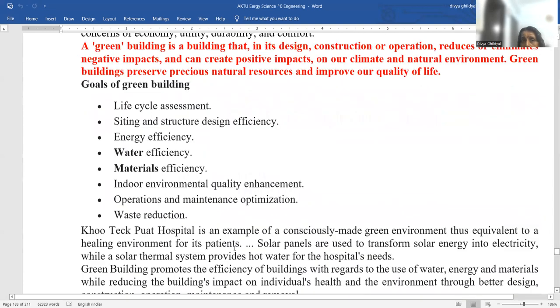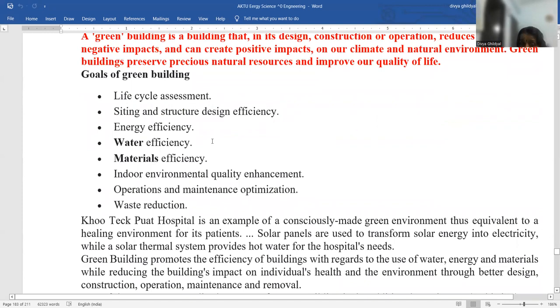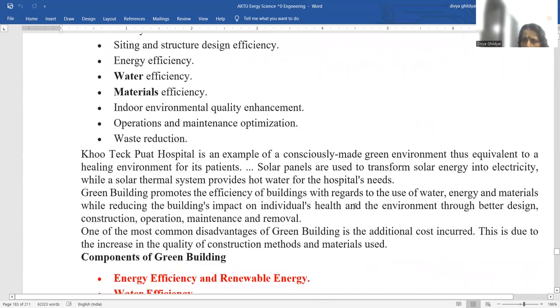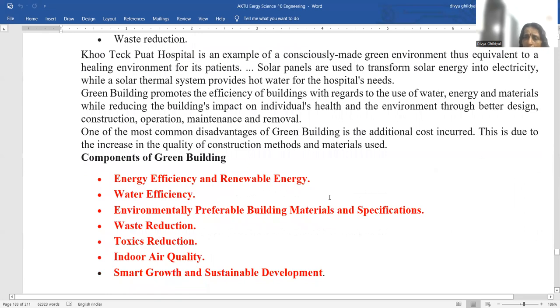The main goals of green building are life cycle assessment, energy efficiency, water efficiency, material efficiency. They try to use materials which are compatible with the environment, and indoor environmental quality enhancement, very important, especially with the corona outbreak. It is a must now for every house that you check whether you have oxygen-loving plants indoors or not. How much green you have incorporated in your architecture, operation and maintenance optimization, waste reduction. There are many examples you can come across in newspapers, current research journals, etc., where they have designed green buildings, keeping in mind the current scenario and problems being faced by the world.